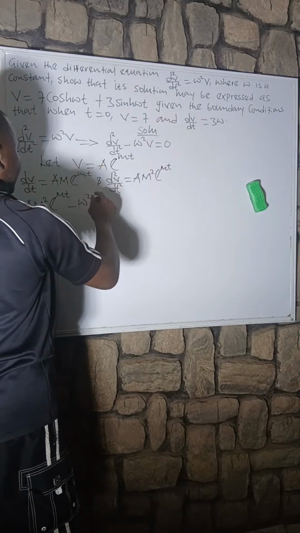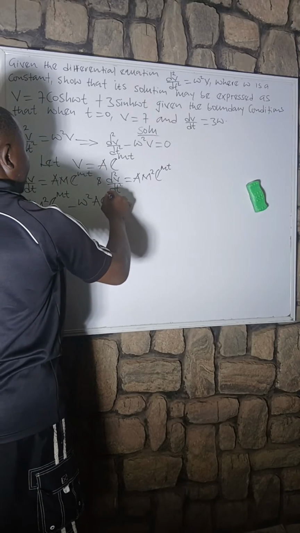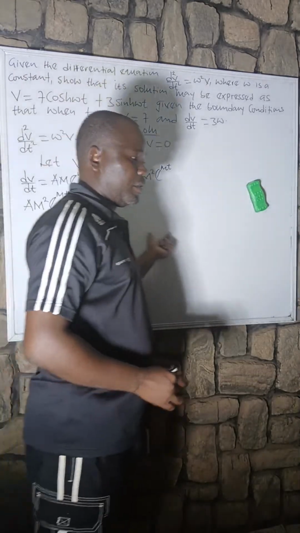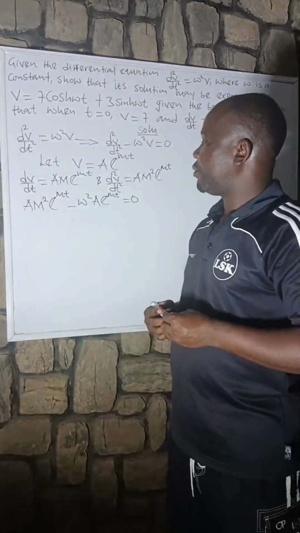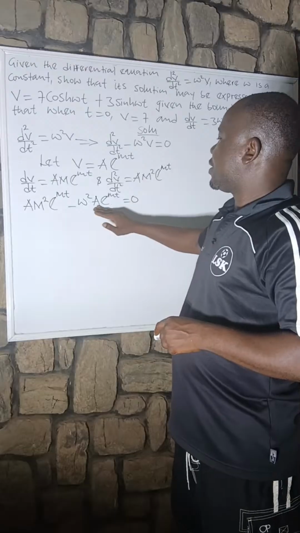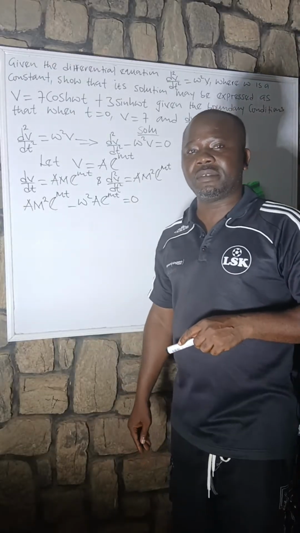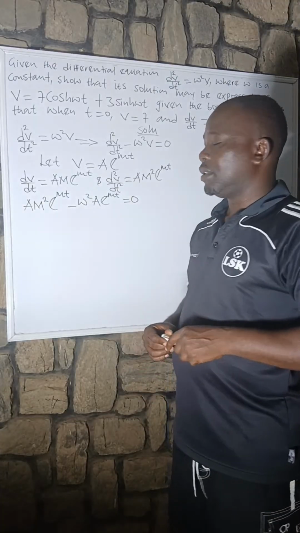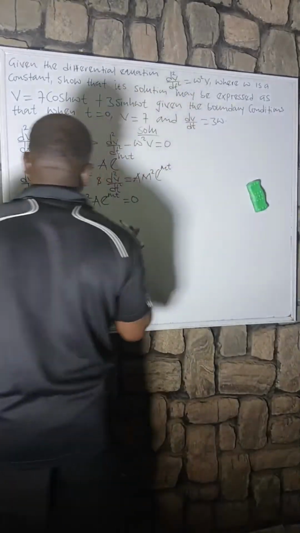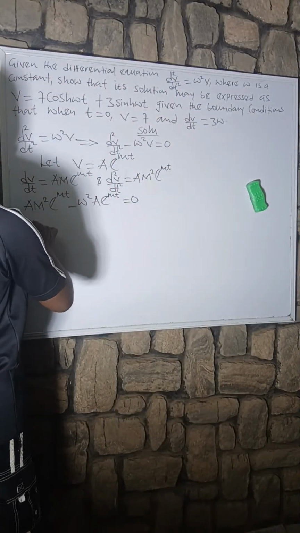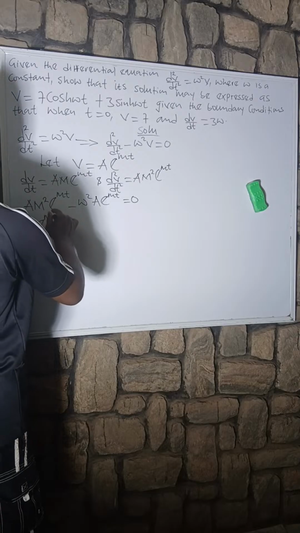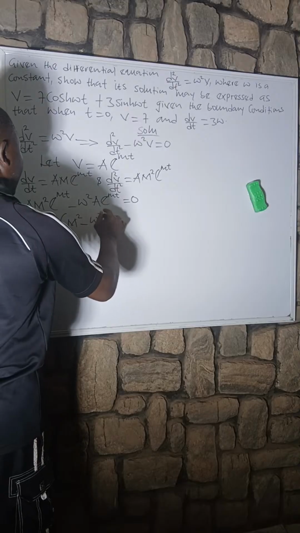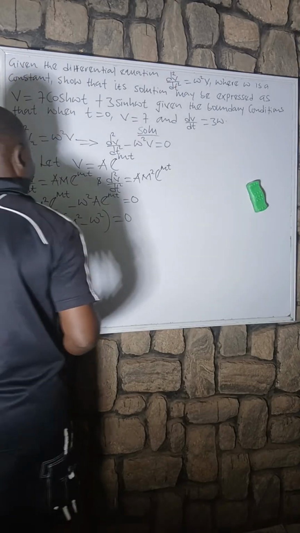Our v is A exponential mt equals to what? 0. So now look at the board very well. You can now see that something is common. What is common? Look at the board and tell me. What is common here is A exponential mt, two of us. So what we need to do here is factor it out. So A exponential mt, open brackets, m square minus omega square equals to what? 0. Can you see now?